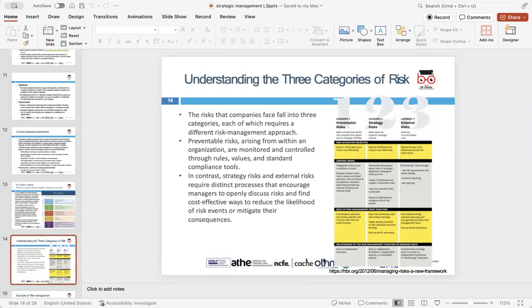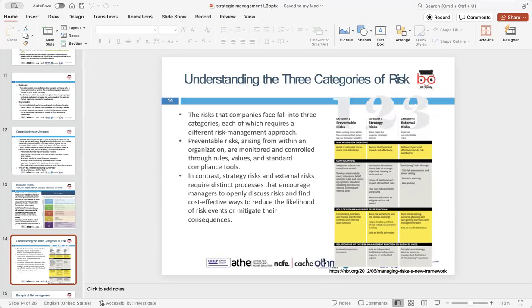There are three main categories of risk: preventable risks, strategic risks, and external risks. Risk management involves identifying, assessing, and mitigating risks that could impact a company. So as we said, there are three types of risk.